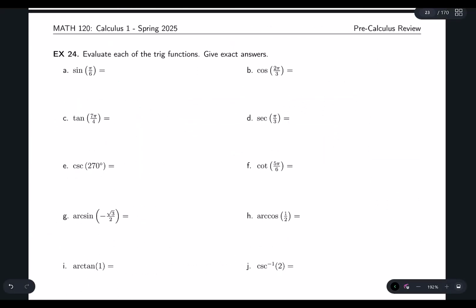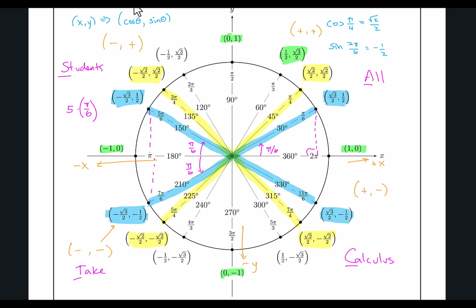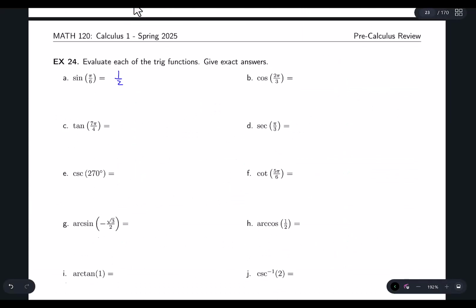All right, so let's try some. Okay, I'm going to try and do this without a unit circle altogether. All right, so sine of pi over 6. This is one of my values that are in quadrant 1. So these I just need to have memorized. All right, sine pi over 6, that is 1/2. And you can go back and check off of the unit circle just to make sure. All right, so here's pi over 6. Sine is the y coordinate, so 1/2.